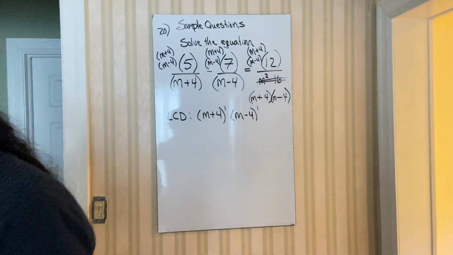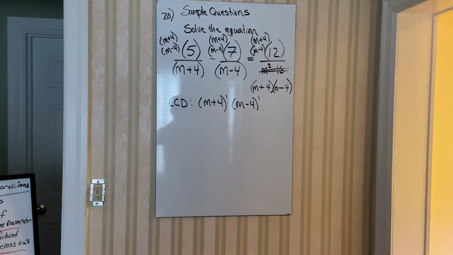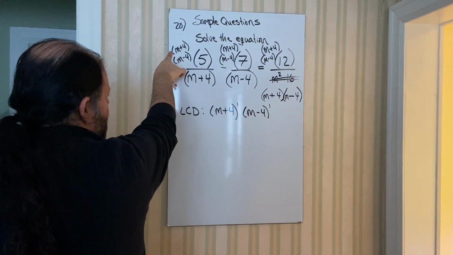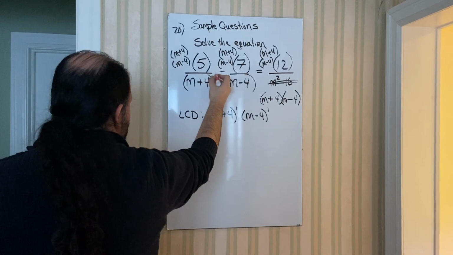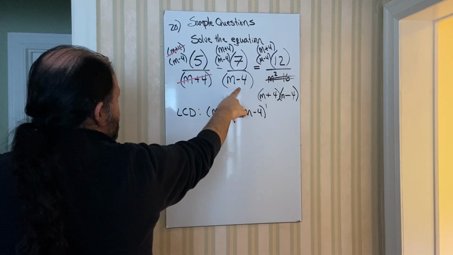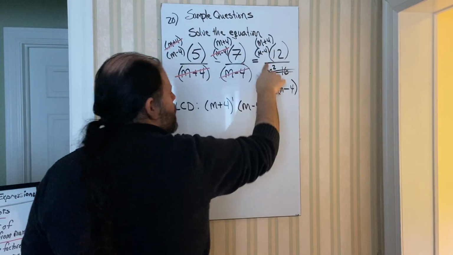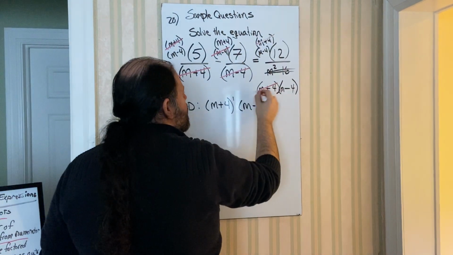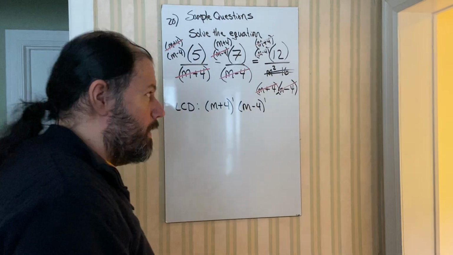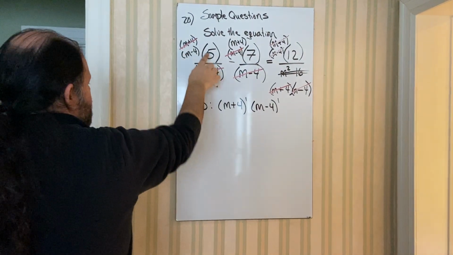Now what I'm going to do is see if I can cancel out the denominator with part of that LCD I just wrote up there. In each case you can. So notice there's an m plus 4 on the top, m plus 4 at the bottom. Here, m minus 4, m minus 4. Here, m plus 4, m plus 4, m minus 4, m minus 4. So what's left is this and this.